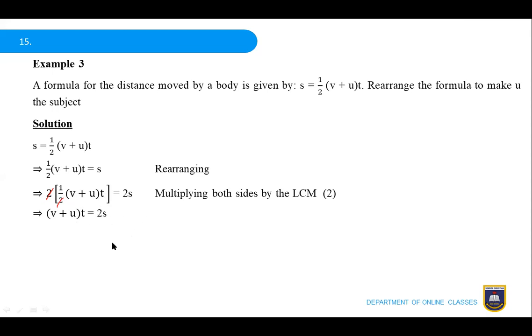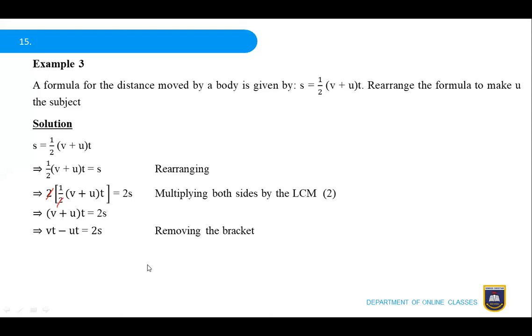If you continue, removing the bracket, since the U is inside the bracket, you will now have V times T, which gives us VT, plus U times T, which will also give us UT. Please, it's supposed to be plus here, so that the whole of this will be equal to S. This is plus. The VT minus UT here is supposed to be VT plus UT.